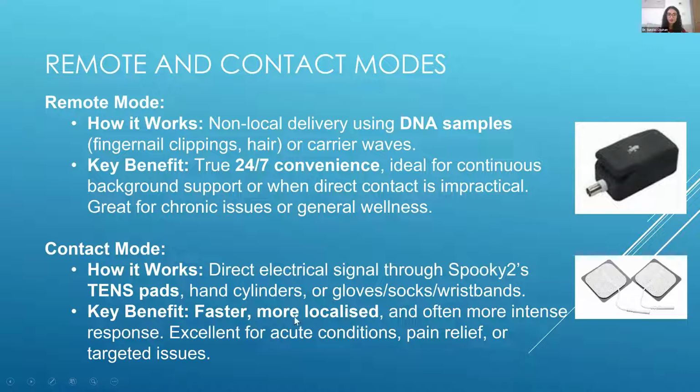So the key benefit of using contact mode versus remote mode is that it's faster, it's more localized, and is often more intense in its response. It's excellent for acute conditions, pain relief, or targeted issues. So remote mode is more for chronic issues and general wellness, but contact mode is really good for acute conditions, and especially because you're going to be tied down to the machine. So it can just make it a little bit easier to access the immediate effects with this.